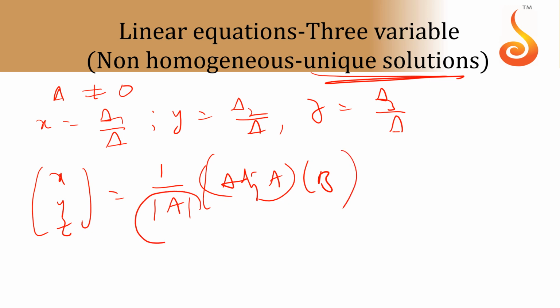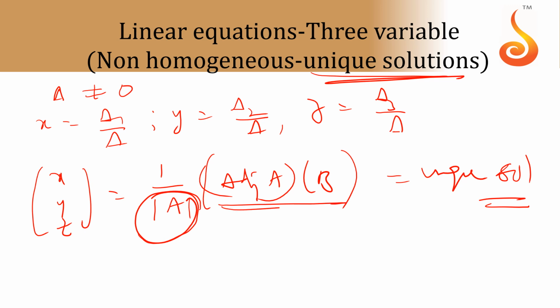So when this is not equal to 0, you will get a unique solution. When this is not 0, we don't say anything about adjoint A into B. Inside you may have a null matrix or any other matrix, no problem. Please remember that it is a column matrix.